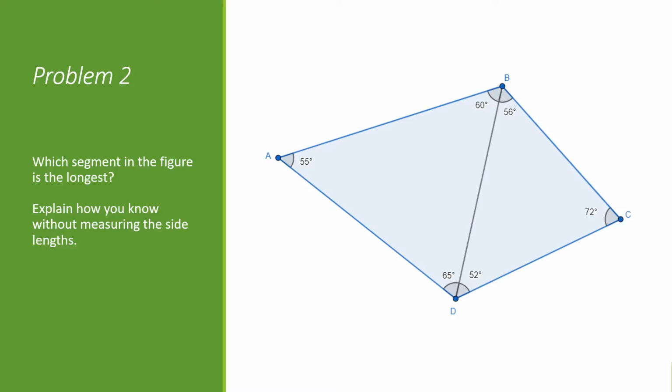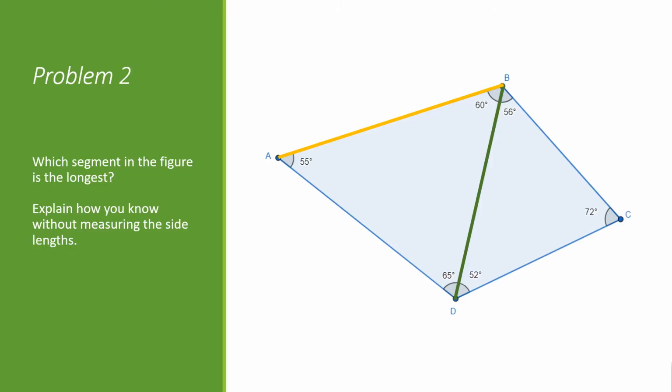Focusing on the right, on triangle BCD, the triangle with 56, 52, and 72 degree angles, we can observe that the segment BD is the longest among 3 because it is opposite to angle C that measures 72 degrees, the largest among 3. But looking at triangle ABD, or the triangle on your left, AB is the longest since it is opposite to the 65 degree angle.